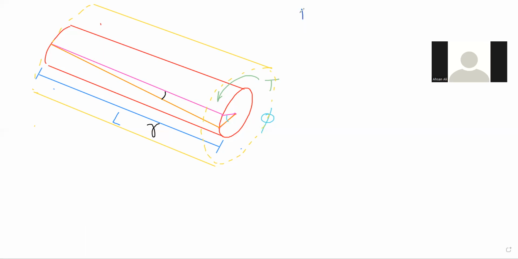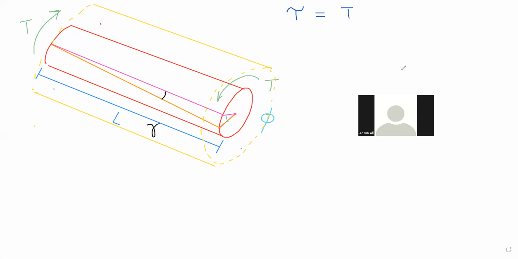Hello, good morning. So of course, I will have a reaction there. Again, torque. So now I will have shear stress is equal to TR over IP, which your book refers to as TR over J.